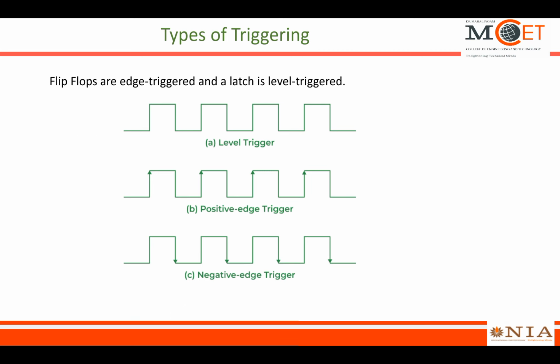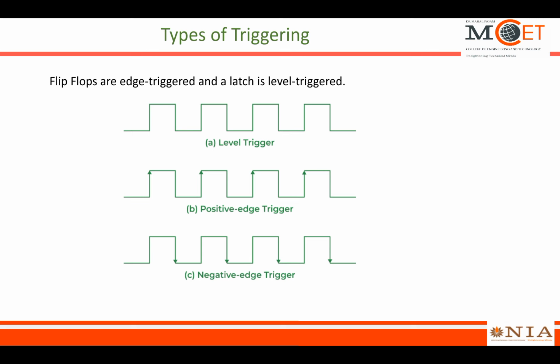Next is types of triggering. We have two types of triggering, edge triggered and level triggered. Flip-flops are edge triggered and latches are level triggered. In level triggering, the latch responds to the inputs and updates its output state when the clock pulse is at either high level or low level. Whereas a flip-flop is triggered to update its output state on the rising or falling edge of the clock pulse. So this type is called the edge triggering method.